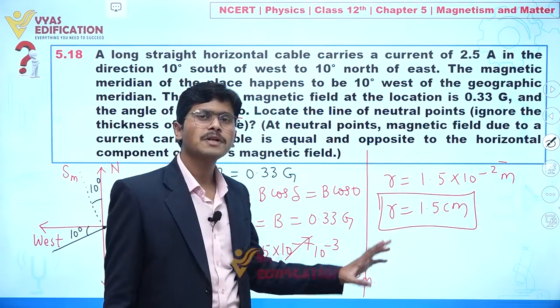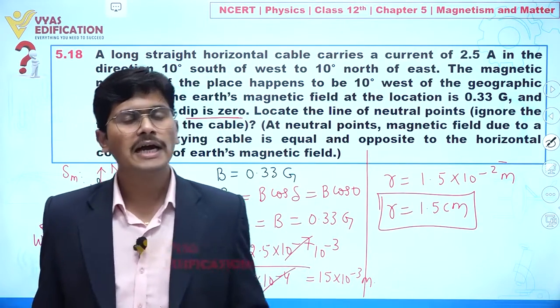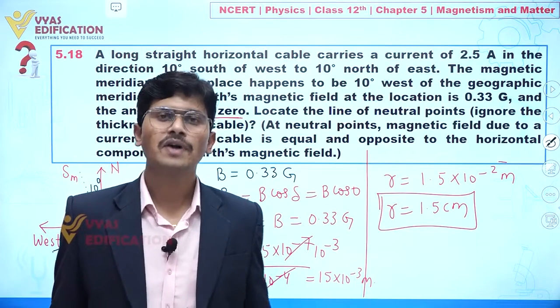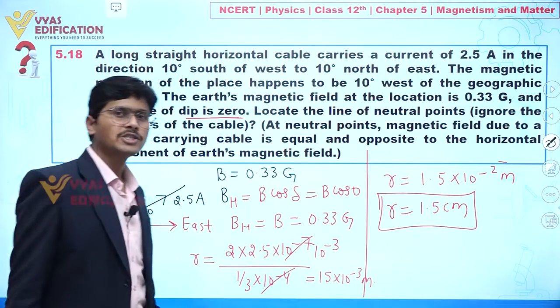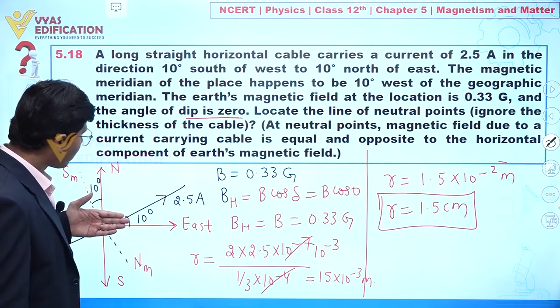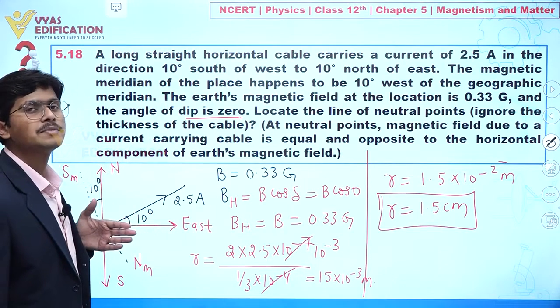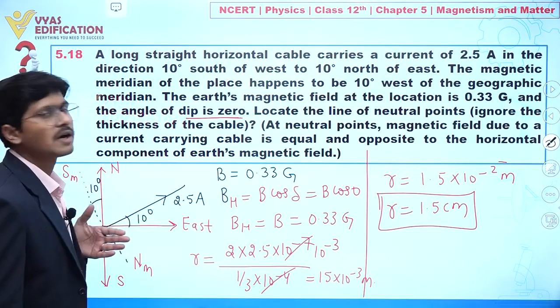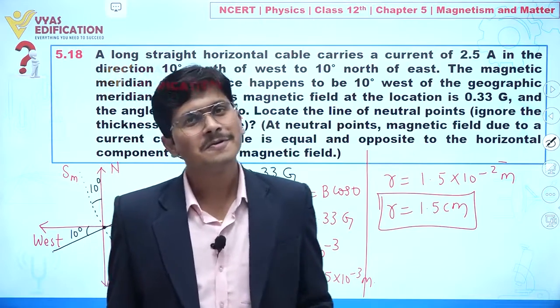The conclusion is very simple. We are getting a neutral point at a distance r equal to 1.5 centimeter, and the location of that point is 1.5 centimeter above this wire. Clear? So this is all about this question.